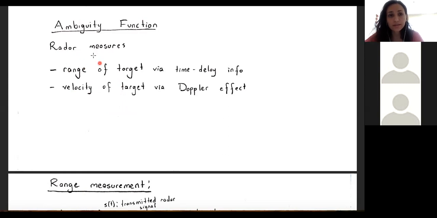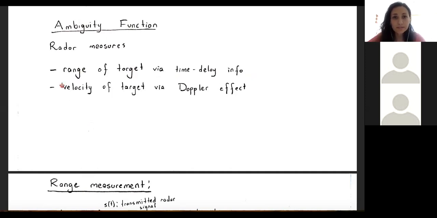So in general, why do we use a radar system? Radar systems have two general purposes. The first one is to understand the range of a target that is far away. So we want to find the distance of that target. That's, for example, used in many defense systems. And that range of a target is generally understood through time delay information in the radar signal. We're going to discuss that.